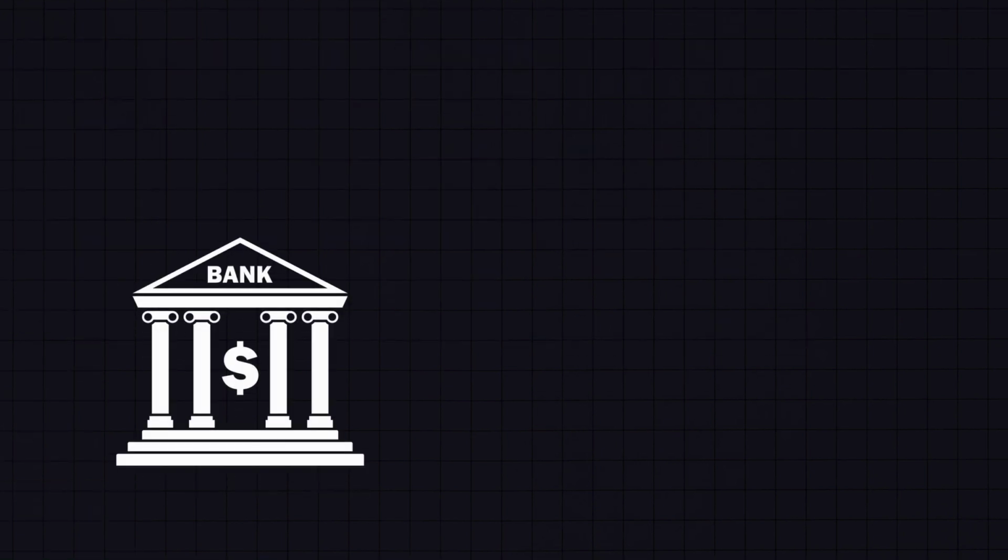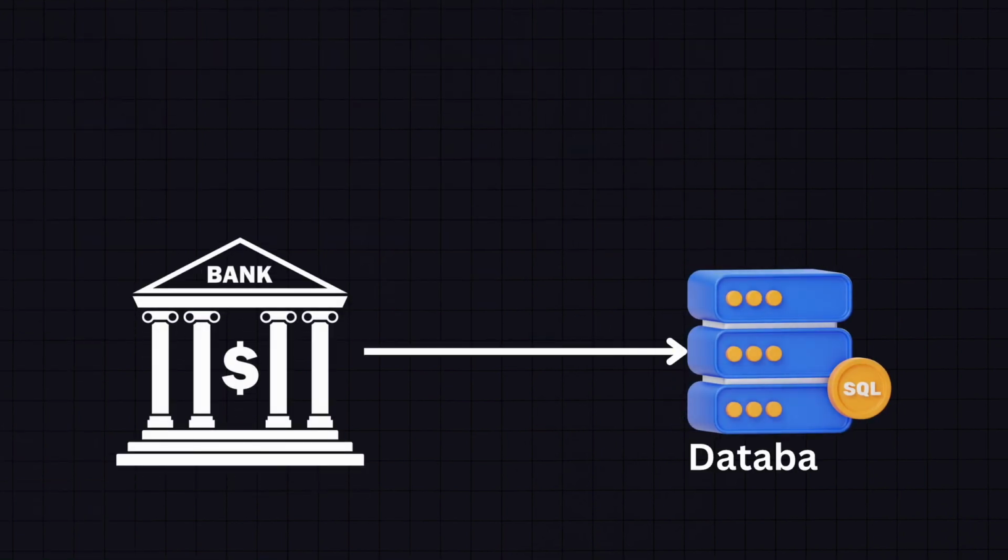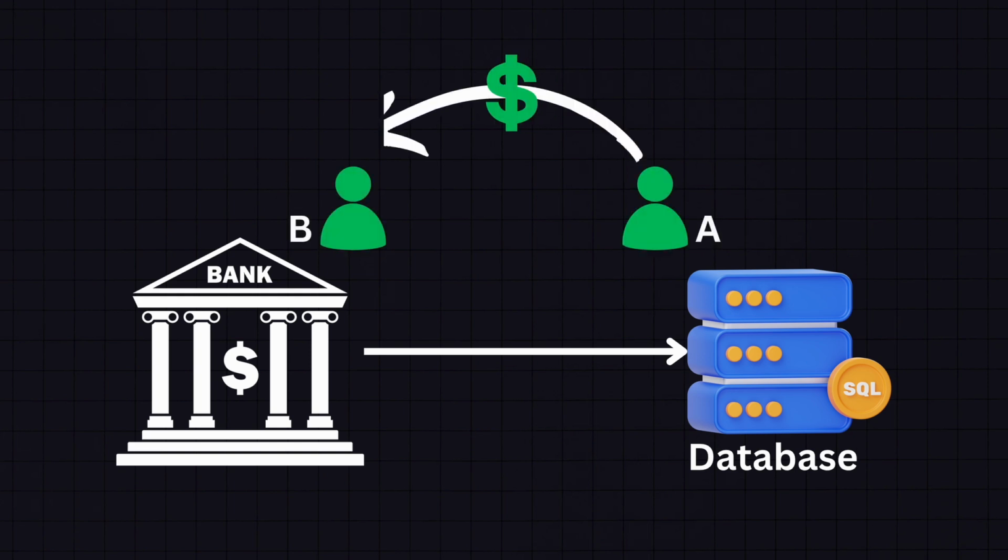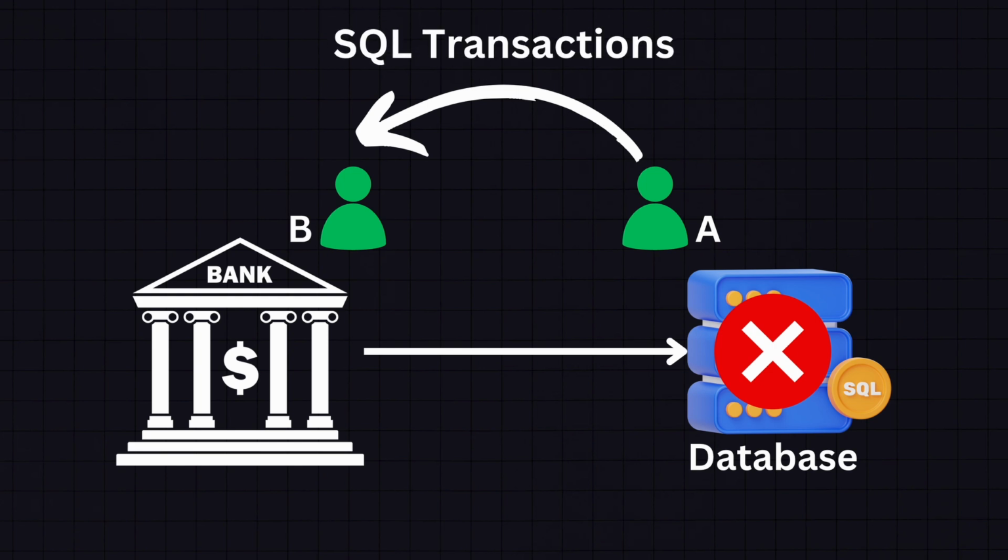Now imagine a banking system that uses SQL as a database, and user A wants to deposit some money into user B's account. What happens if they send the money, we take this money out of their account balance, and then suddenly our database crashes? Does this mean that the money that we took out of user A's balance disappeared? Well, not with SQL databases, because they use SQL transactions for these kinds of scenarios.